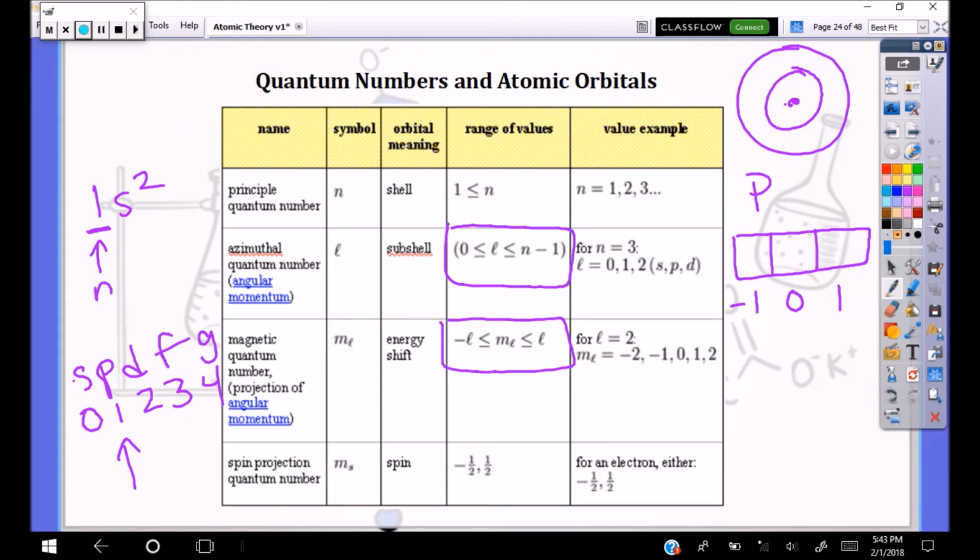The last number is the spin number, spin projection. You'll notice that there's only two possible values, -1/2 and +1/2. If you think about your electron configurations, oh, you got an up arrow, that's +1/2. Oh, you got a down arrow, that's -1/2. And that's it.